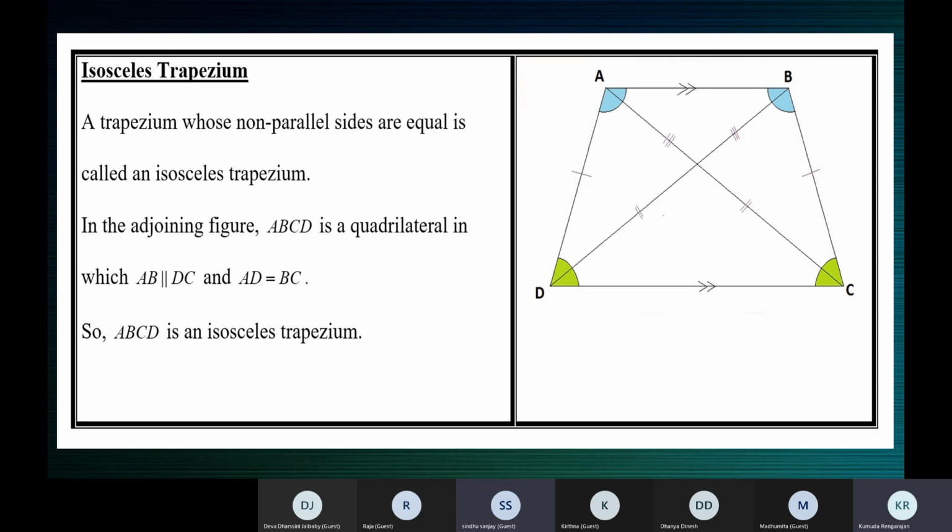What is the basic quality? Both pairs of opposite sides are parallel, ma'am. Yes, that's all. In a quadrilateral, when both the pairs of opposite sides are parallel, it's a parallelogram. Now you ask that question for a square. Do you think both the pairs of opposite sides are parallel in a square? Yes, ma'am. So it's a parallelogram. That's why it's a parallelogram.